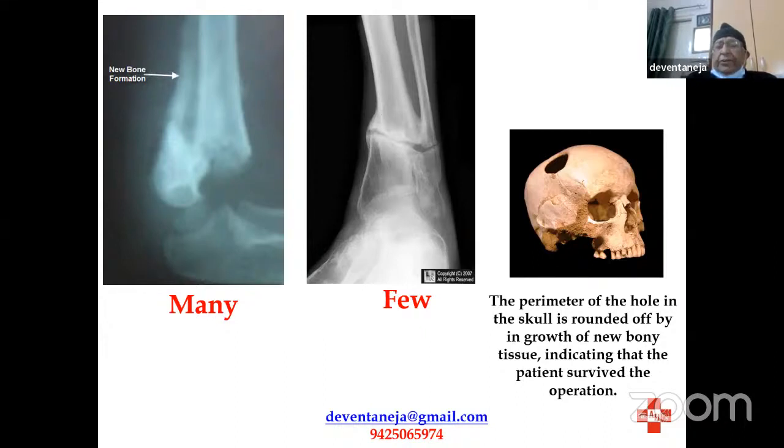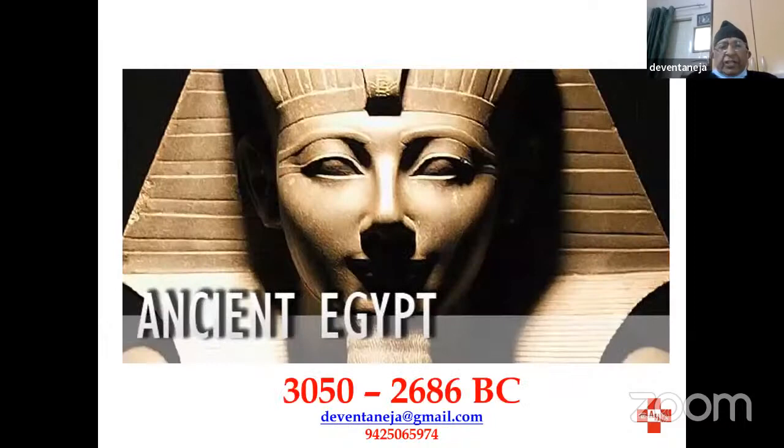This is one of the things found in the excavation, which shows a perforation in the skull, and there is new bone formation. Therefore, it has become very smooth, which indicates that probably a skull trephining was done, and that the patient might have survived. This is one of the indications of that surgery.